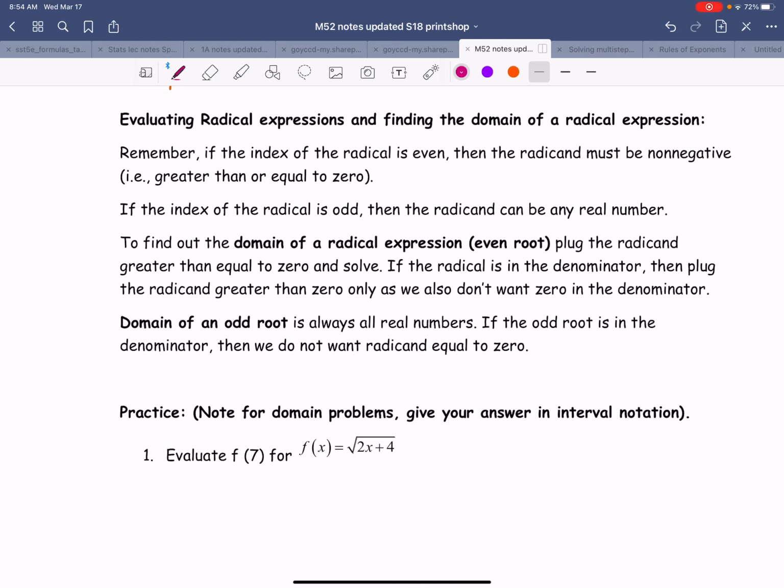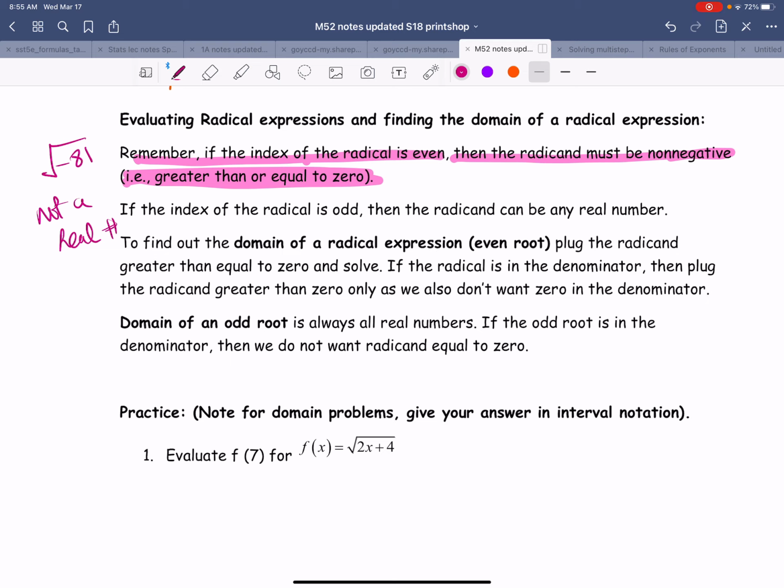In this video, we are going to discuss domain of a radical function, domain of a radical expression, as well as graphing basic square root and cube root functions. So remember, if the index is even, then the radicand must be non-negative, greater than or equal to 0. We've talked about that square root of a negative number is not a real number. So if you have a negative inside an even root, then your solution is not a real number.